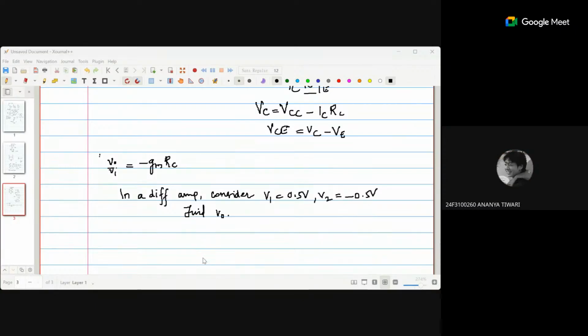It will be 1. Find V naught. In a differential amplifier, consider that input signals V1 is 0.5 volts and V2 is minus 0.5 volts. Find the output of the differential amplifier. It will be 1.